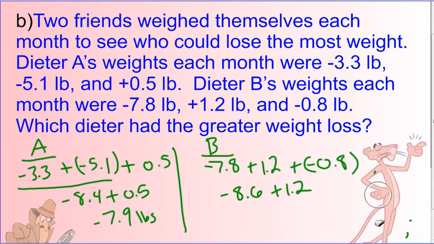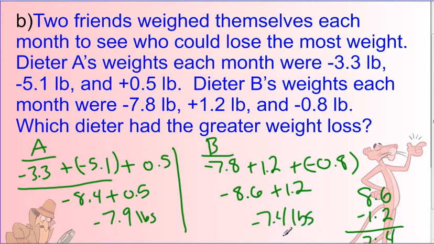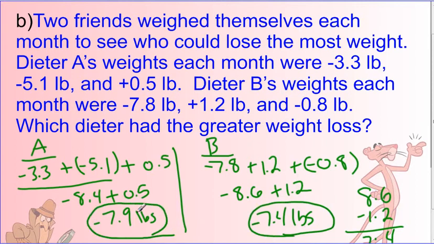Now, negative 8.6 plus 1.2, the signs are different, so we have to subtract. 8.6 minus 1.2 is 7.4, and you keep the sign of the bigger number, so it's a negative. So dieter A lost 7.9 pounds. Dieter B lost 7.4 pounds.